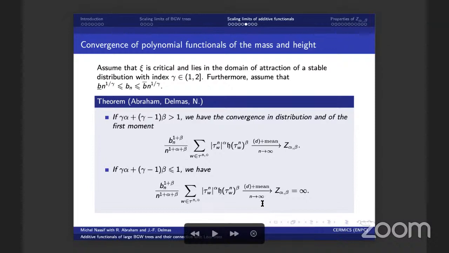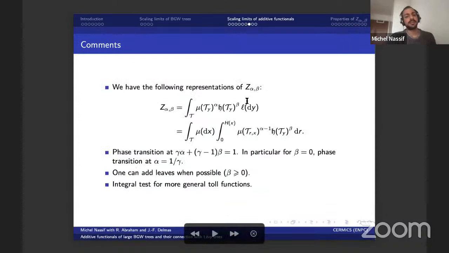Okay, so we have this result, and the limit Z alpha beta is given by these two formulas. Either we integrate with respect to the length measure, so maybe I forgot to say this is the mass of the subtree rooted above a vertex y to the power alpha times the height to the power beta, and also the second representation where we integrate with respect to mu. So if you notice, this result states that there's a phase transition happening at gamma alpha plus gamma minus one beta equals one.